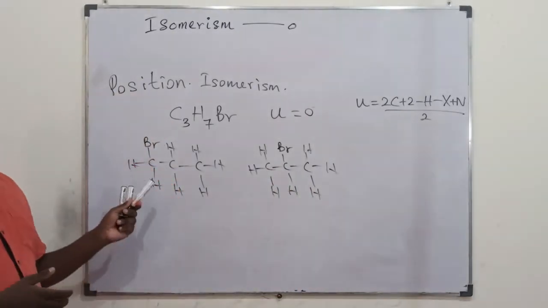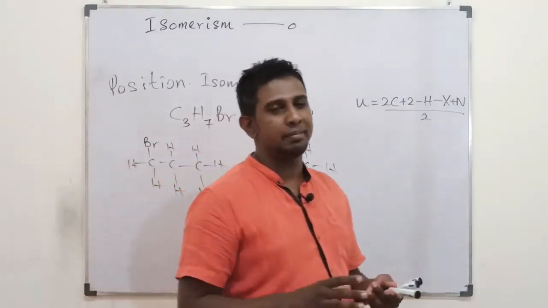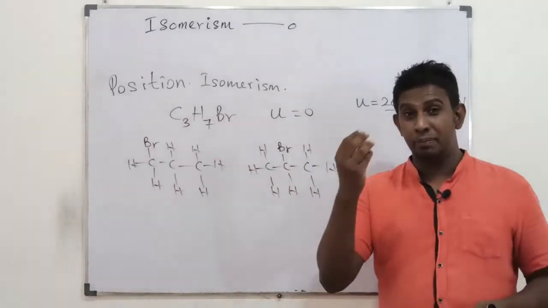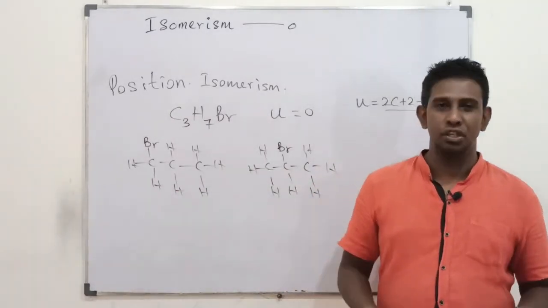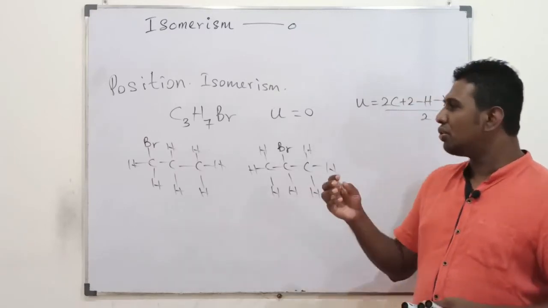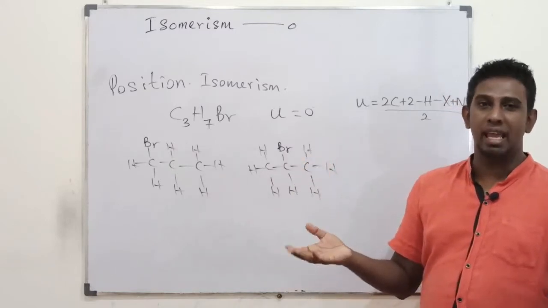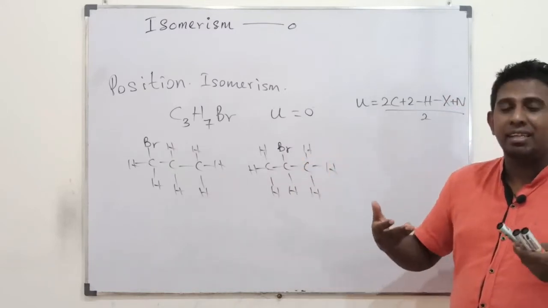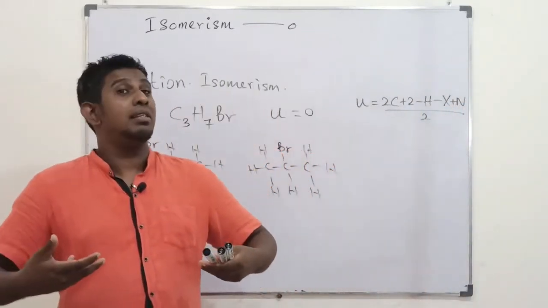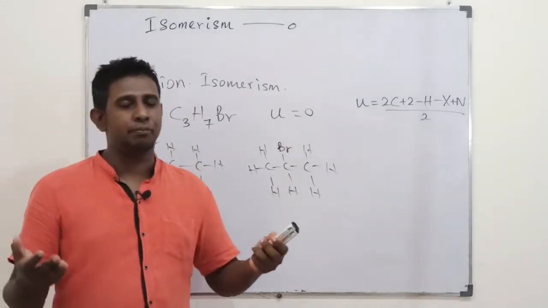This compound's name is 1-bromopropane. This is 2-bromopropane. So changing the position of a subfunctional group or main functional group or a branch chain methyl group or such, you could draw such different structural formulae, therefore different structures. That way of having isomers is referred as the position isomerism.